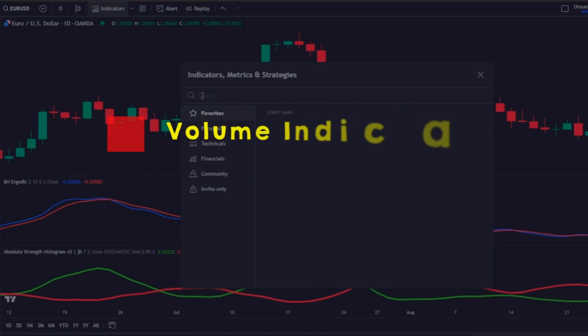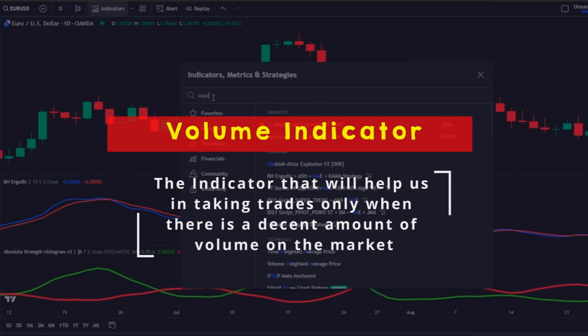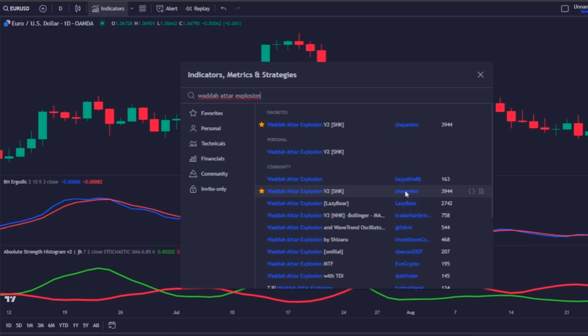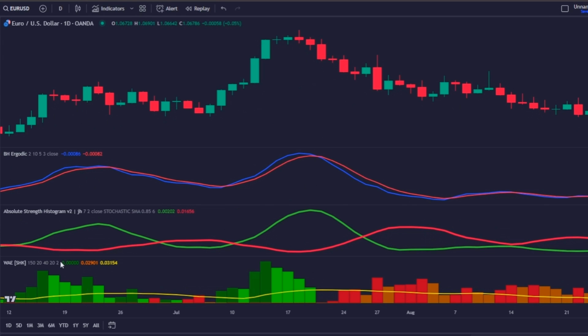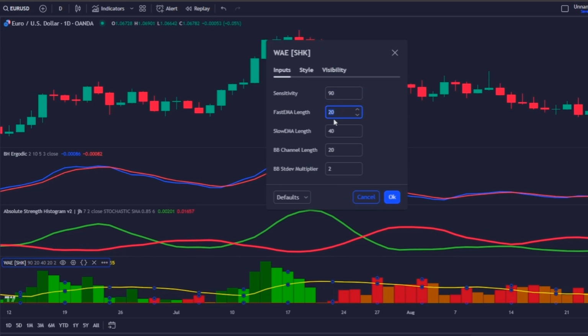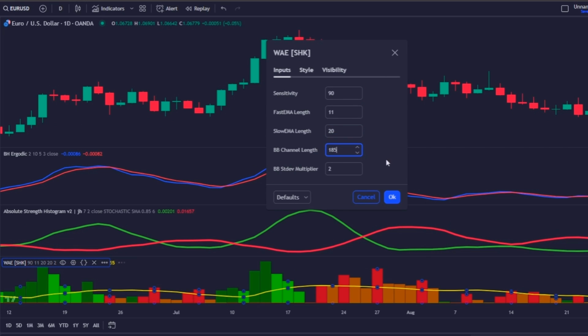Next, let's insert the volume indicator, which will help us in taking trades only when there is a decent amount of volume on the market, which is the popular Quadratic explosion, and you can use this one here. You will need to change its sensitivity to 90, the fast EMA length to 11, the slow EMA to 20, the channel length to 15, and the multiplier to 2.5.